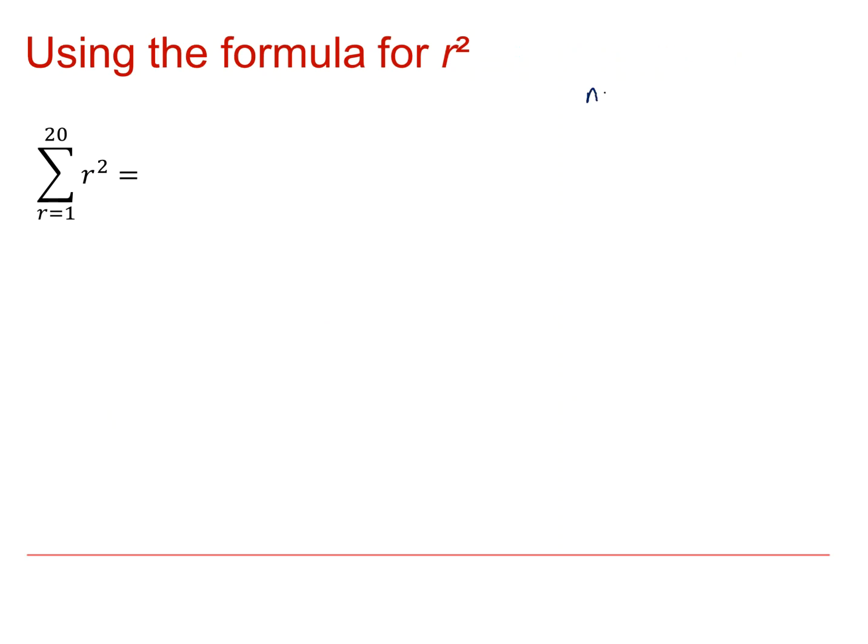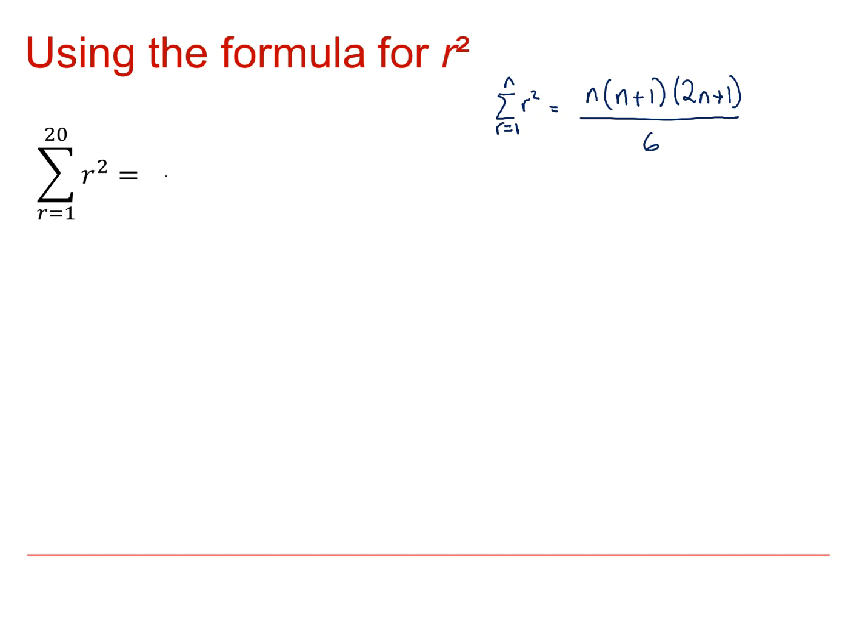Here's that formula again: n times n plus 1 times 2n plus 1 all over 6. That's the sum from r equals 1 to n of r squared. Pause the video for a moment and use that formula to work out this sum.